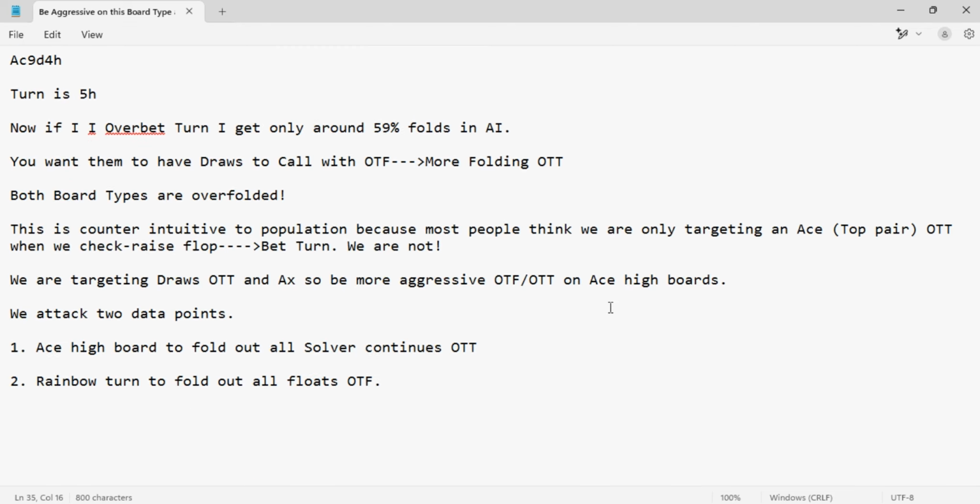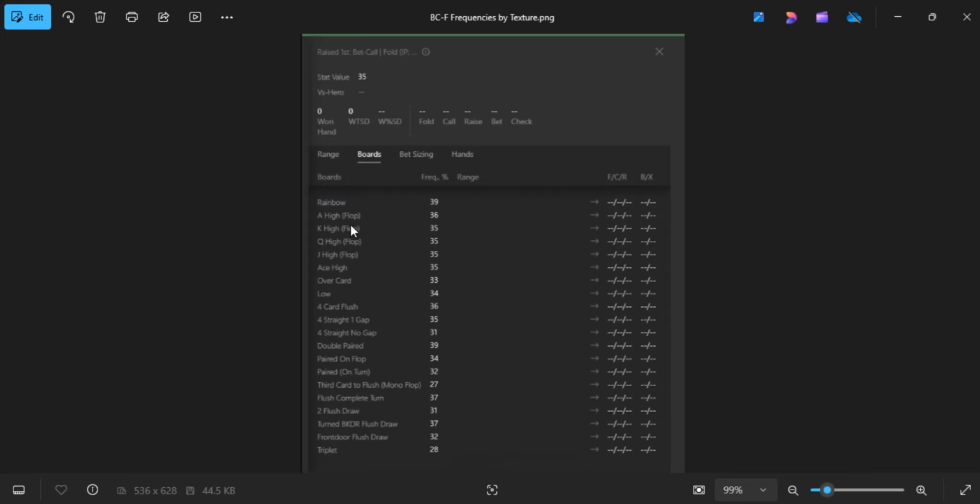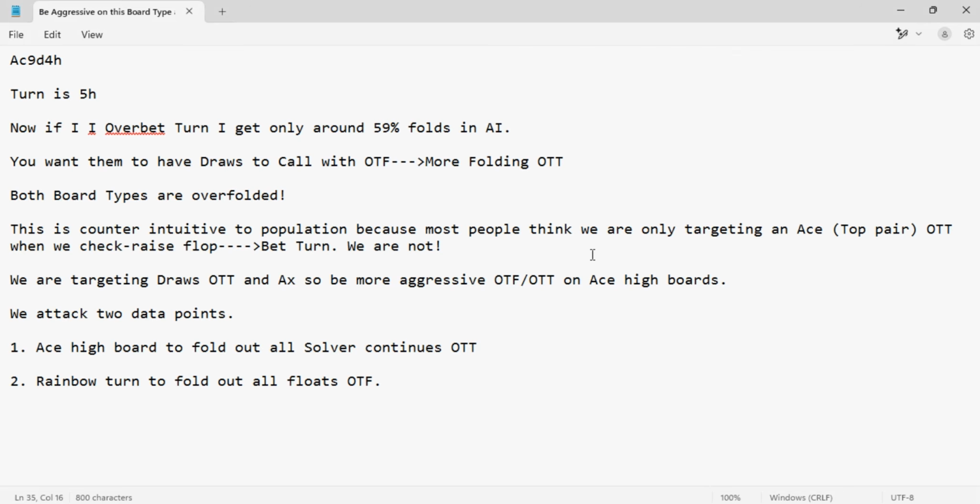We attack two data points. We attack the rainbow turns because all the floats on the flop are going to miss on the turn. So you see in MDA, on the rainbow turn, all sizings used, it's the most overfolded turn. Why is it the most overfolded? Because all the floats on the flop did not pick up any backdoor draws on the turn, so it's overfolded. We're also going to be targeting weak ace-x and draws with our overbet on the turn.